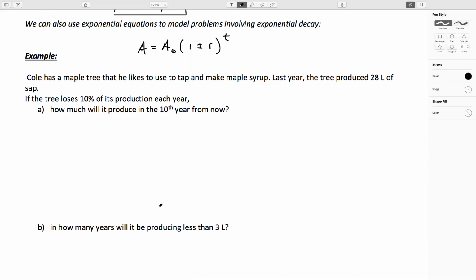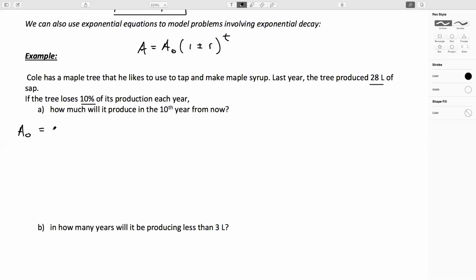So Cole has a maple tree that he likes to use to tap and make maple syrup. Last year, the tree produced 28 liters of sap. If the tree loses 10% of its production each year, how much will it produce in the 10th year from now? So we've got a bit of information.